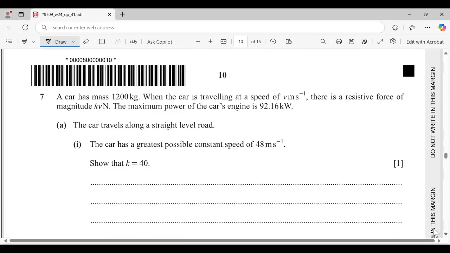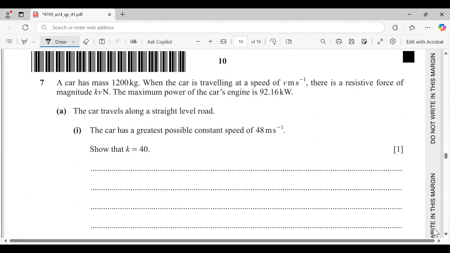Next question. Number 7. A car has mass 1,200 kg and the car is traveling at a speed of 3 meters per second. There is a resistive force of magnitude kV newtons. The maximum power of the car's engine is 92.16 kilowatts. The car travels along a straight level road. Question: the car has a greatest possible constant speed of 48 meters per second. Show that k equals 40.